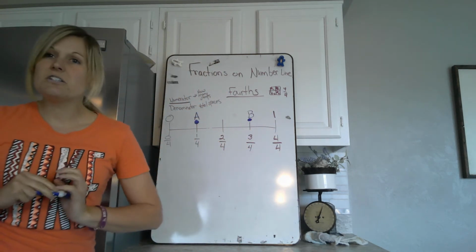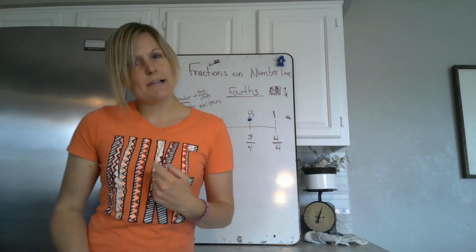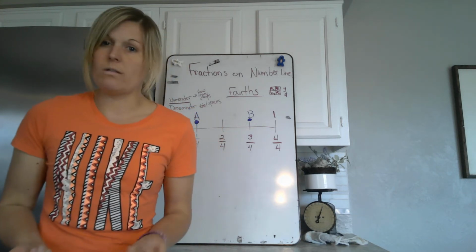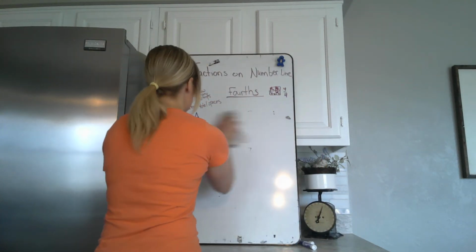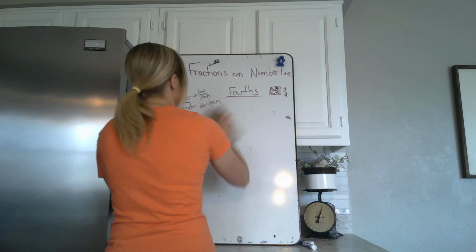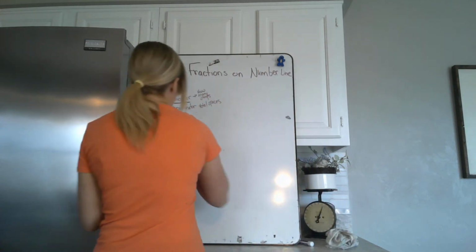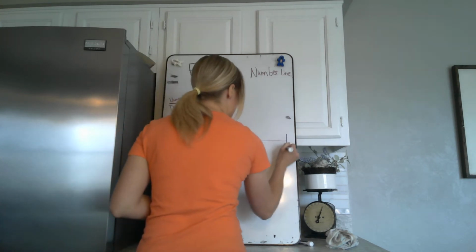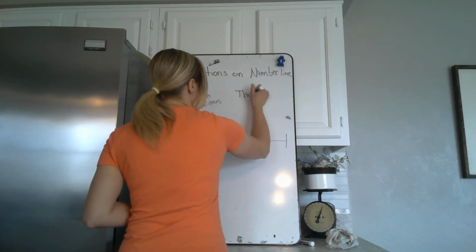Okay, let's do one more like this, and then we're going to do a little bit more complex one because we're going to have more than one whole. So this time on our number line, go ahead and erase here. This time, let's split it into thirds. Okay, so we're going to do thirds.